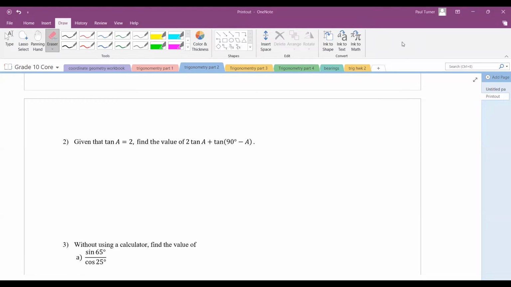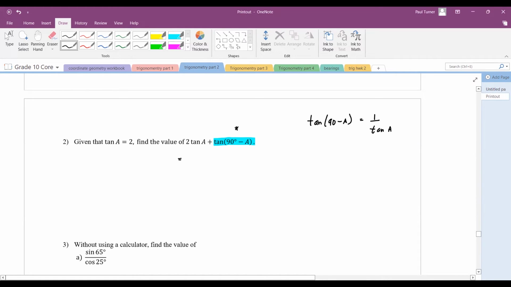So in question 2, we are given that tan A equals 2. Find the value of 2 tan A plus tan of 90 minus A. Okay, so it's looking like we're going to need this complementary angle rule. What we know is that tan 90 minus A is the same as 1 on tan A. And this is the rule that we use to simplify this part here.